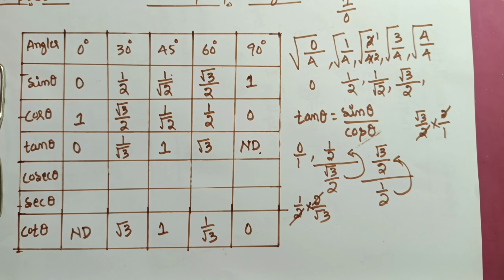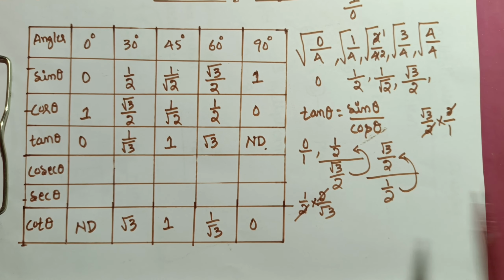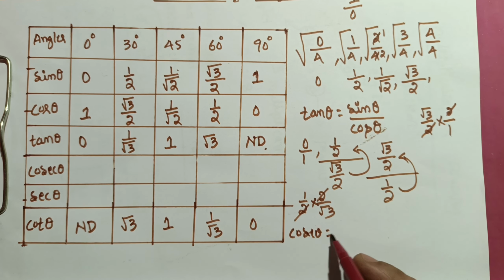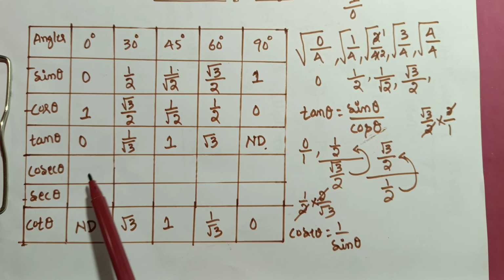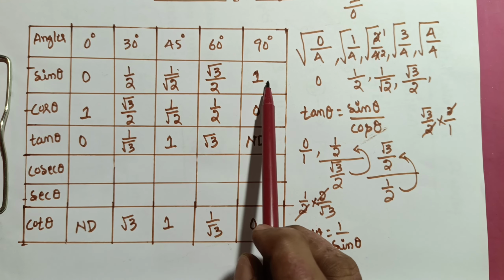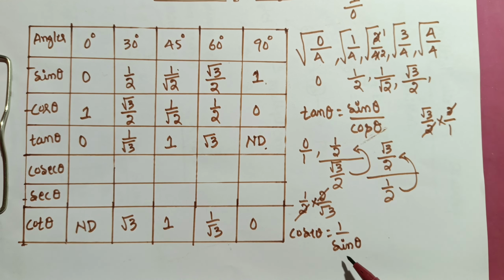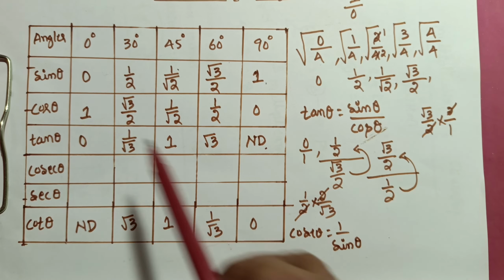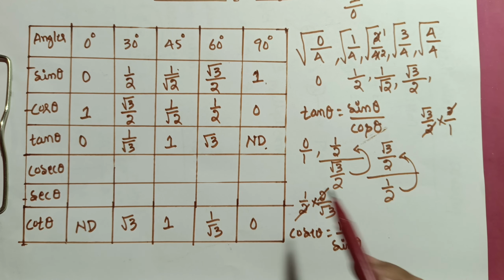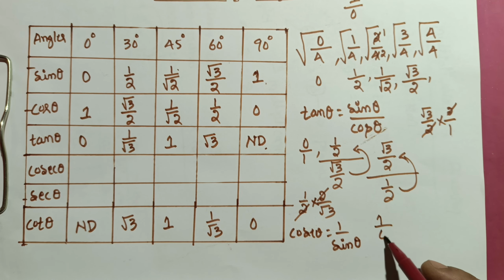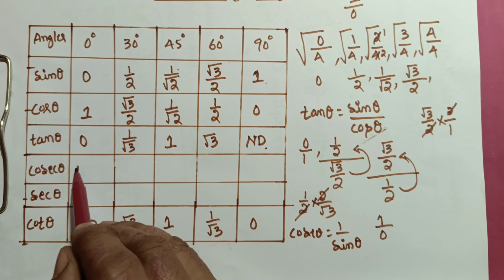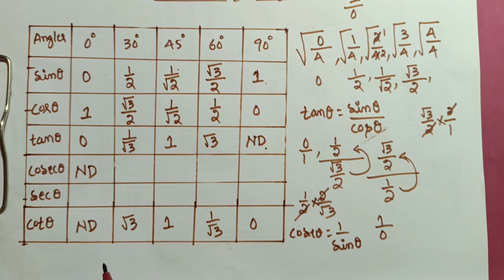Now let me write the cosecant theta values. How to write the cosecant theta? Cosecant theta is equal to 1 by sin theta, which means whatever number we have written for sin theta, we need to take its reciprocal. Here that comes as 1 by 0, and 1 by 0 we cannot define. Therefore I will write it as ND, not defined.